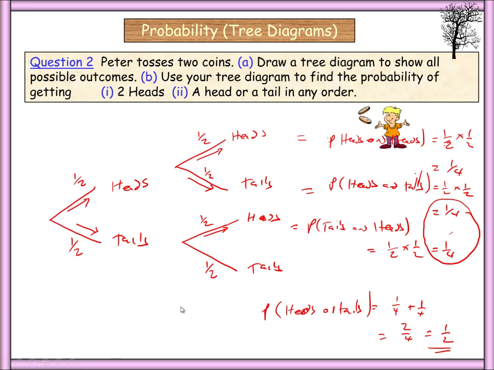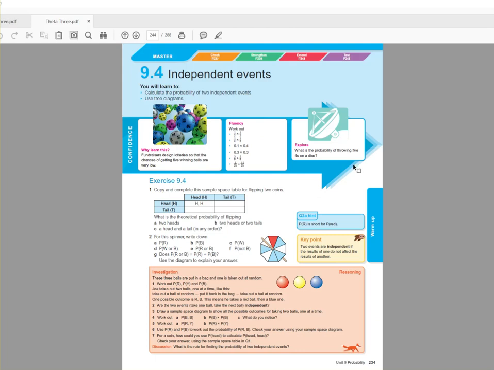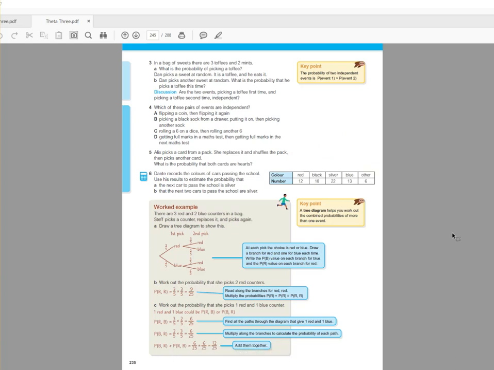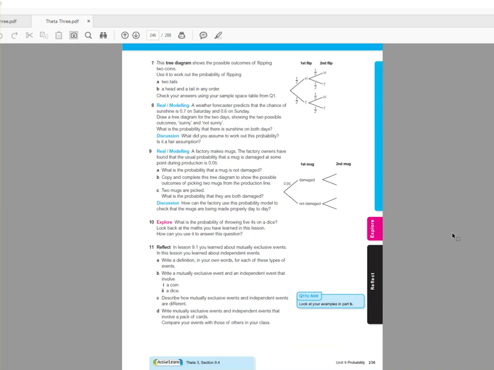Some questions for you now. So your questions are on page 234 in the book, and questions are attached as well. So that's page 234. Attempt all questions then. 235, 236. Good. Questions 1 to 11. Good luck.